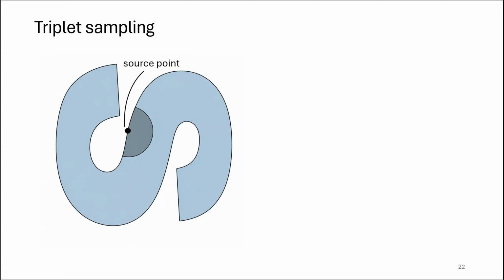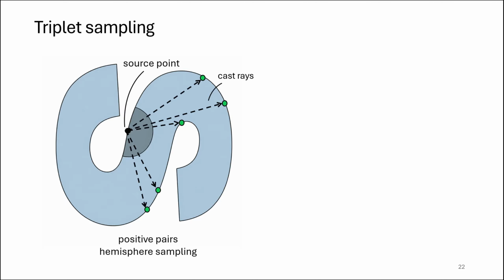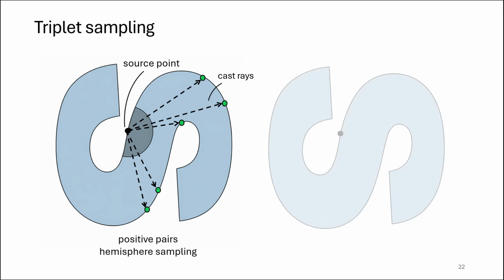To sample the triplets used for the contrastive loss, for each source point, we cast a ray towards the inside hemisphere of the shape, and the endpoint it hits is regarded as a positive sample. And then we randomly sample points on the shape and cast rays towards the source point to test its visibility to get negative samples.